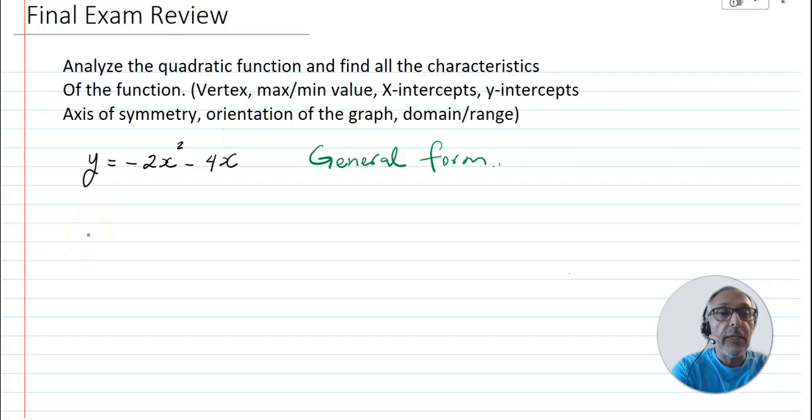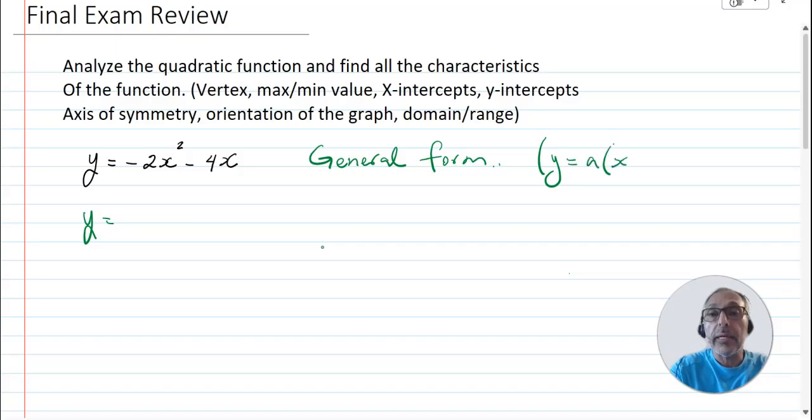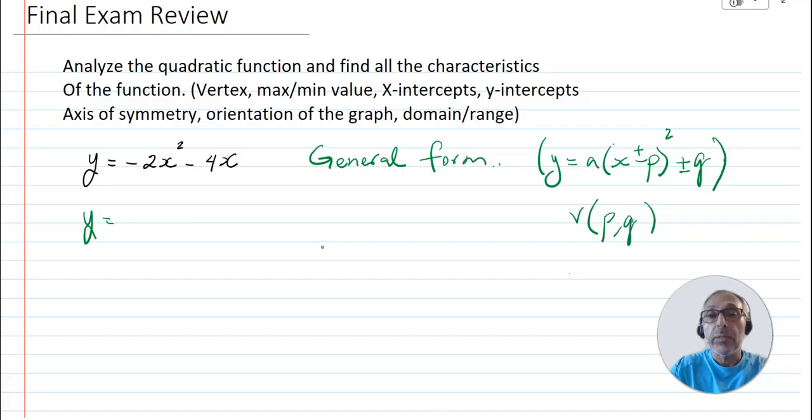First thing first, changing from the general form to standard form. And remember, the standard form will look like this: y equals a(x minus p) all squared plus q. Now it could be plus or minus q, where p and q is the vertex of the parabola or the quadratic function. So that's what we're going to do. And to do that, we're going to use what is called the completing the square method. That's a review.